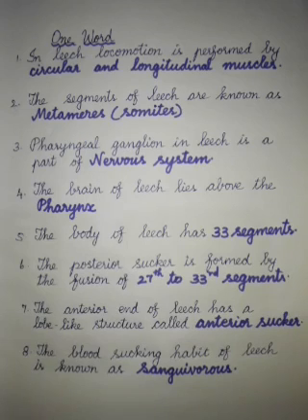The posterior sucker is formed by the fusion of the 27th to the 33rd segment, totally 7 segments. The anterior end of the leech has a lobe-like structure called the anterior sucker. The blood-sucking habit of leech is known as sanguivorous. You have already studied this in habit and habitat.